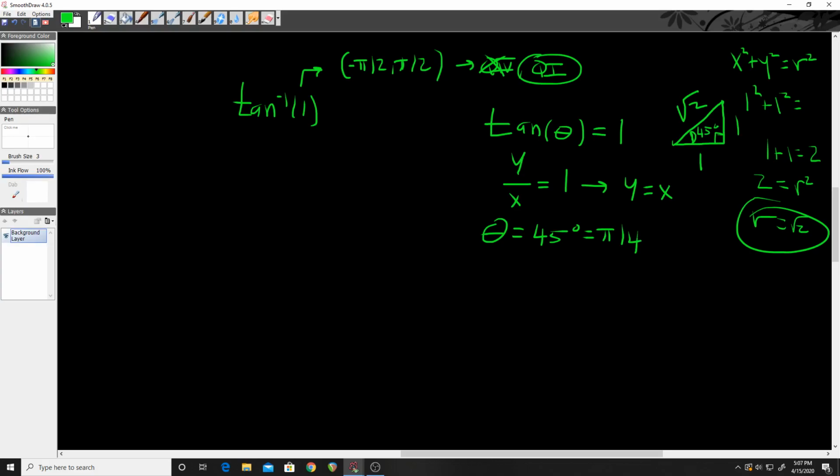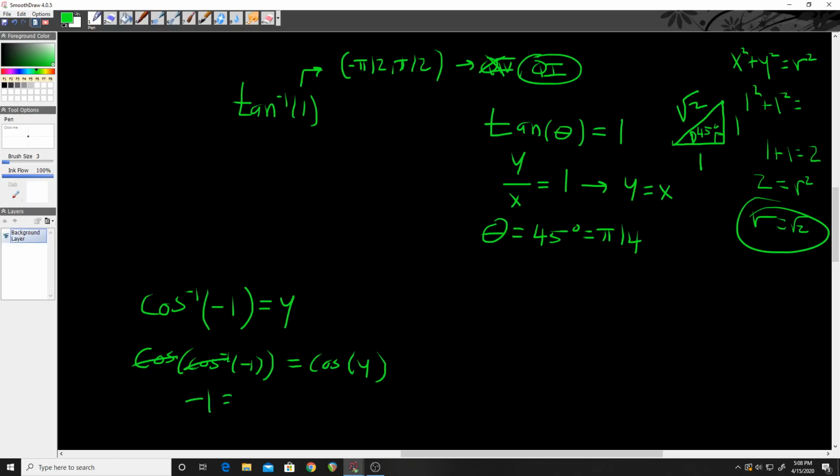Okay. We could also do stuff like the inverse cosine of -1. Inverse cosine of -1. So, it's like I was saying before. It's equal to something. Take the regular cosine of both sides. These are inverses. Cosine of inverse cosine goes away. We get -1 equals the cosine of something. So it's like, what angle has a cosine of -1?